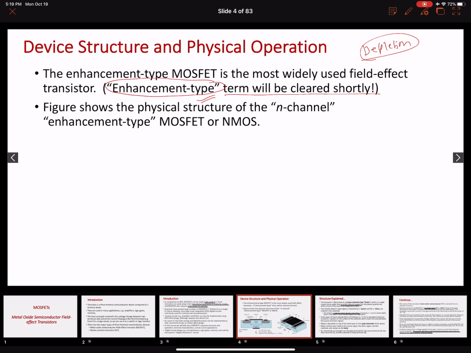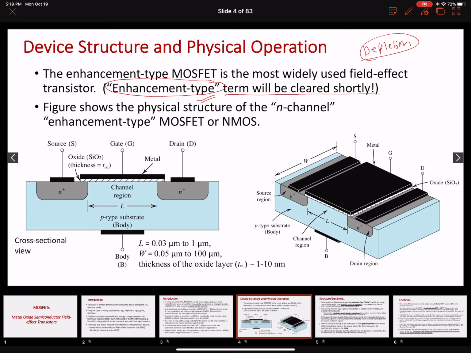Okay, so let's talk about the physical structure of a MOSFET. We have two types of MOSFETs again, whether depletion type or enhancement type: one is the NMOS and one is the PMOS. We will talk about the specific differences between these two types shortly. So let's start with the NMOS. This is the structure of an NMOS.